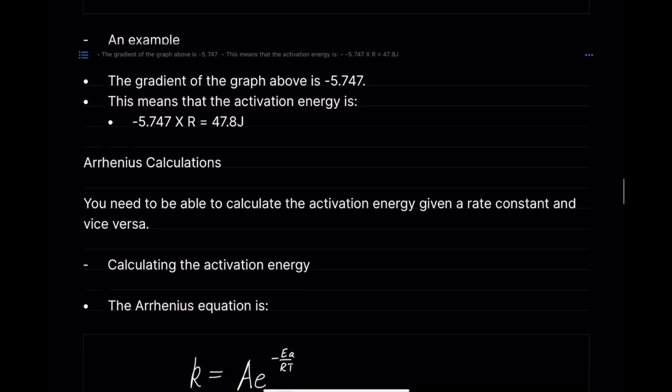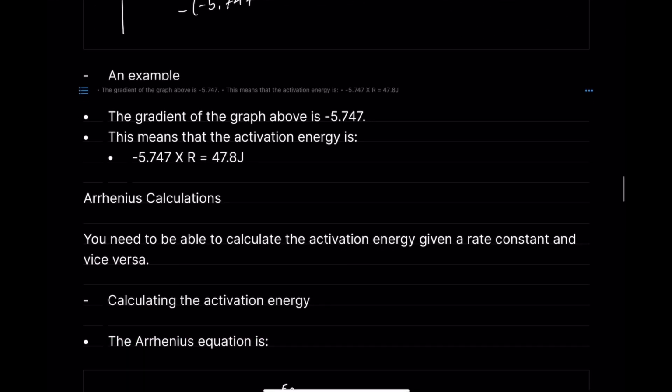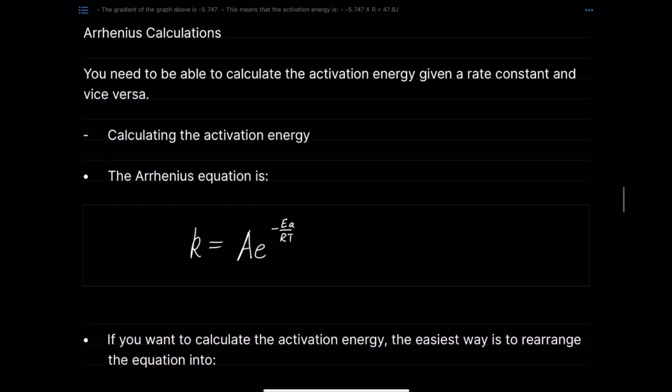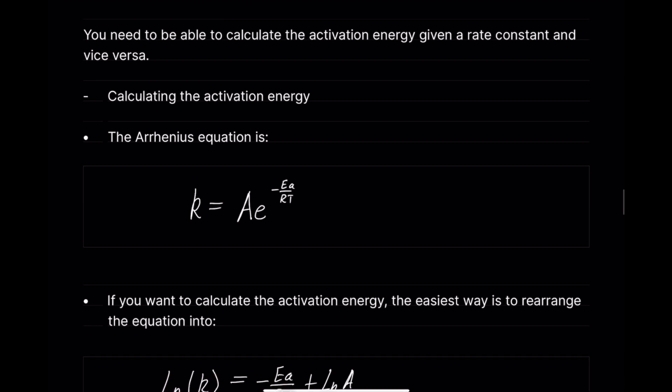Now, you need to be able to calculate the activation energy given the rate constant and vice versa. This example was used in the graph, but you also need to be able to work out the activation energy straight from the equation without having a graph, and that's by just rearranging it. Now, the Arrhenius equation, calculating the activation energy.